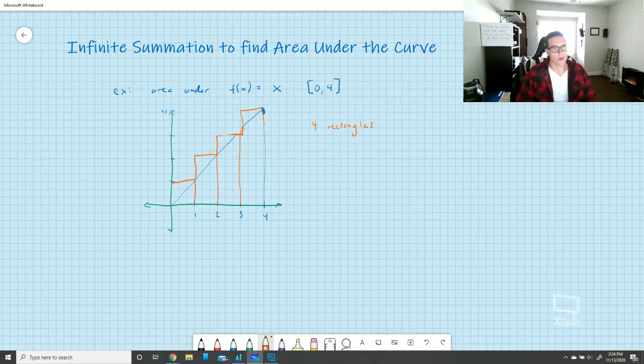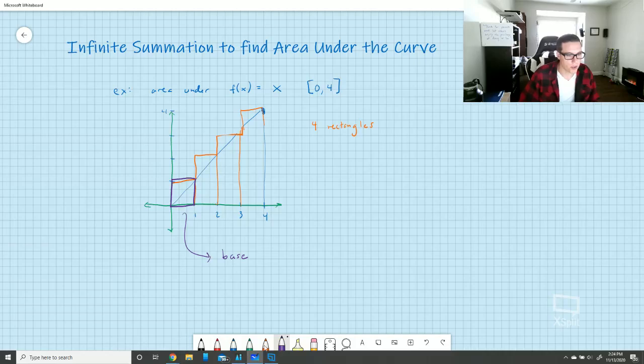Okay. So just like a Riemann sum, it's base times height, right? Base times height, base times height. We need to think about the base and height a different way in order to do this, adding more rectangles. So let's just take a look at this first one, for example. This guy right here. We have the base, which is 1.